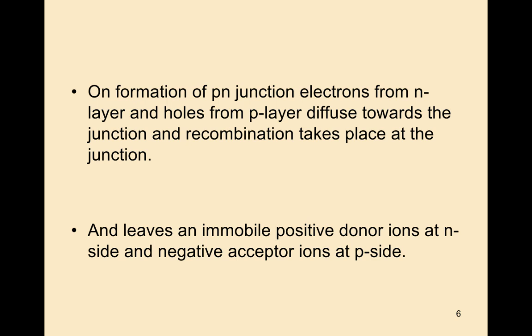On formation of the p-n junction, electrons from the n layer and holes from the p layer diffuse towards the junction. That means the holes from the p side move towards the n side and electrons from the n side move towards the p side. That is called diffusion towards the junction. Recombination takes place at the junction.